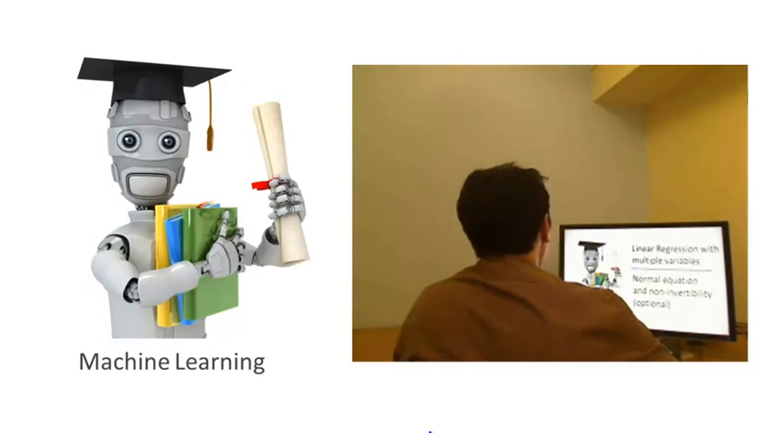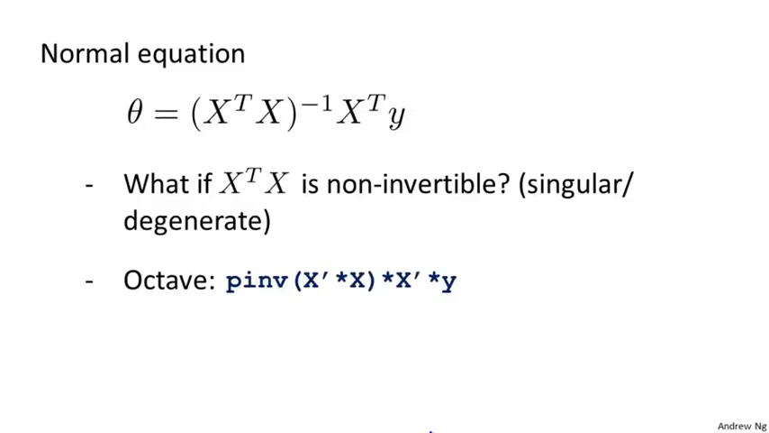Here's the issue. For those of you that are somewhat more familiar with linear algebra, what some students have asked me is, when computing theta equals (X transpose X) inverse times X transpose y, what if the matrix X transpose X is non-invertible? For those of you that know a bit more linear algebra, you may know that only some matrices are invertible and some matrices do not have an inverse. We call those non-invertible matrices singular or degenerate matrices. The problem of X transpose X being non-invertible should happen pretty rarely.